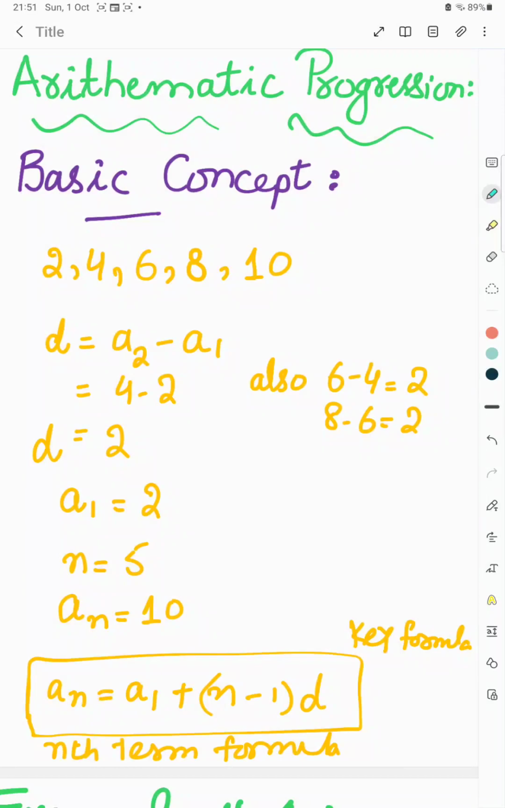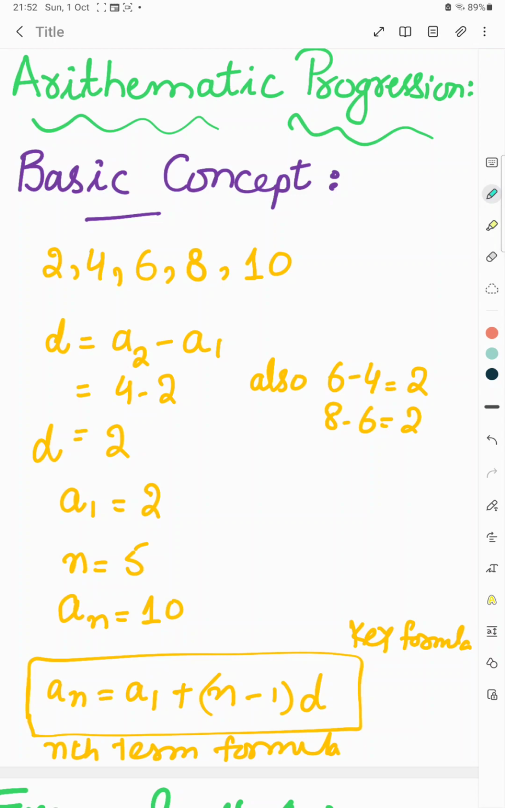Today the topic which we will discuss is arithmetic progression. So what is arithmetic progression? We have to understand this, but first we will try to understand the basic concept of this topic. So what is arithmetic progression? Arithmetic progression is a progression in which the difference between the previous term and the next term is the same.